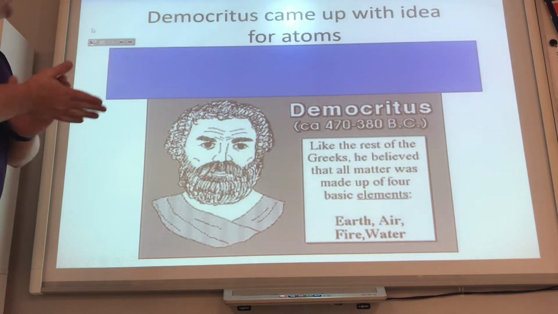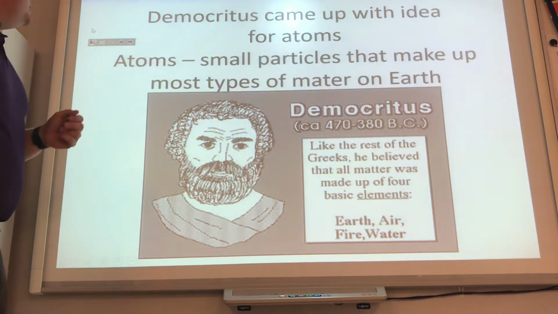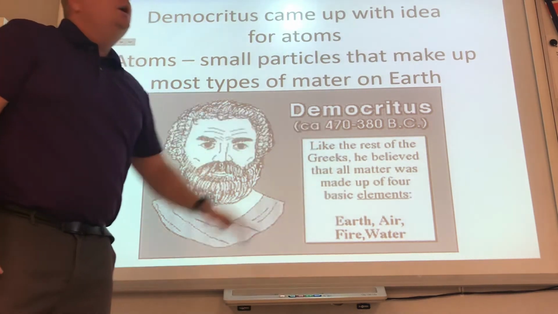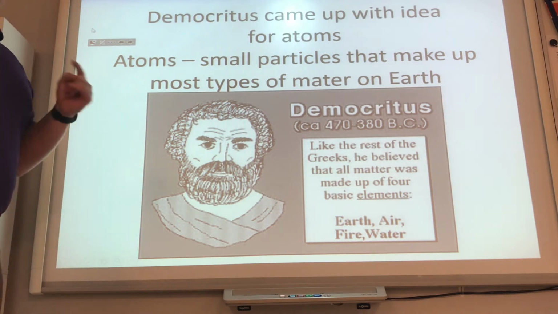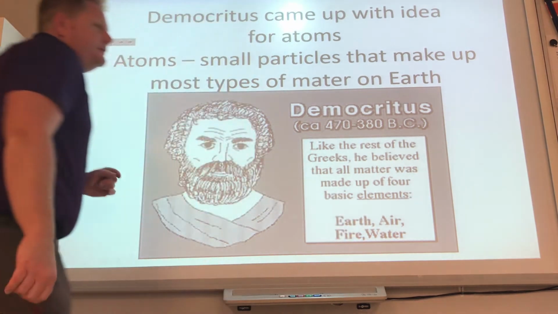Now, Democritus came up with the idea for atoms. All right? He was a Greek philosopher. Atoms are small particles that make up most types of matter. He said this a long time ago. Okay? It was his idea. His first 4 types of atoms were earth, air, fire, and water atoms. All right?